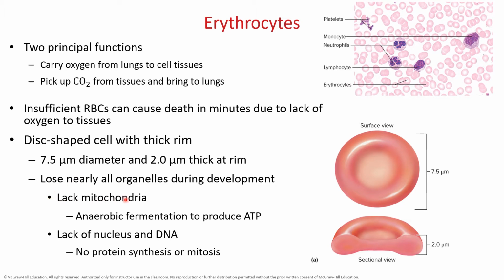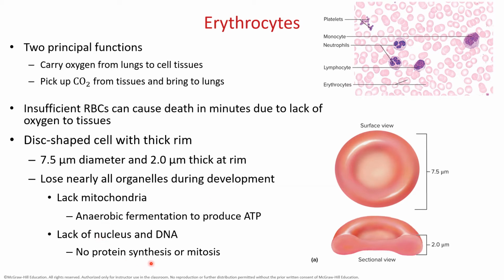And they lack mitochondria, so they're not going to be stealing the oxygen. If they're carrying oxygen, we don't want them to take the oxygen for themselves. So they're going to actually do anaerobic fermentation to produce ATP. They're not going to use oxygen to produce that ATP. Otherwise, your red blood cells would be stealing that oxygen, which you need to bring to your tissues.